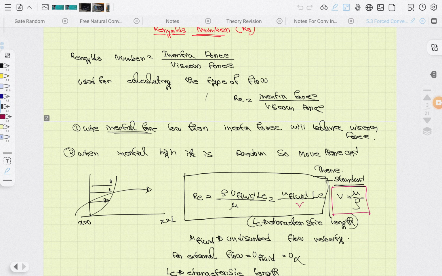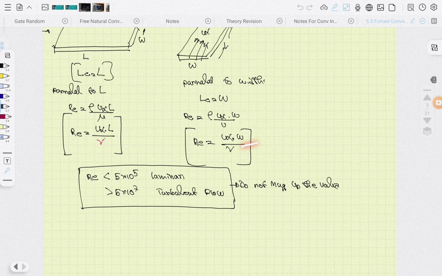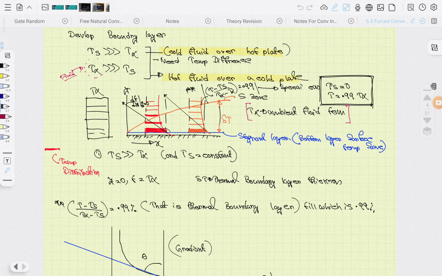Okay, Reynolds number is the ratio of inertial force upon viscous force. Here there is a width and there is a length, and the main value: under 5 into 10 to the power 5, that is laminar flow, and greater than 5 into 10 to the power 5, that is turbulent flow. Okay, that you need to see.